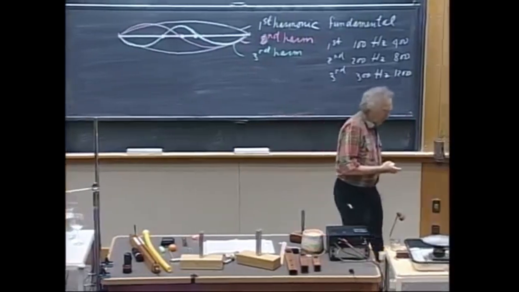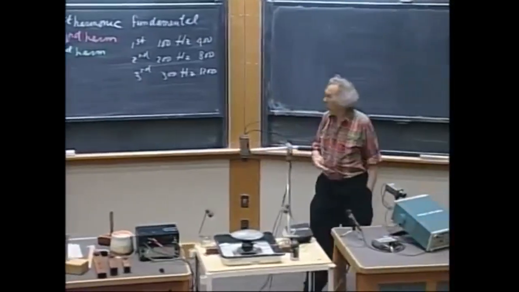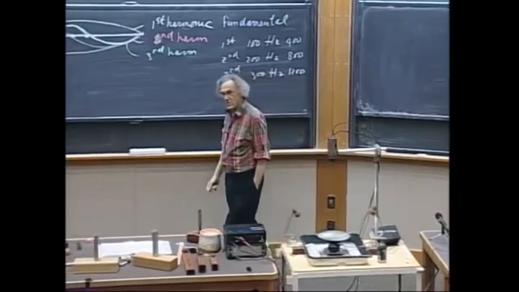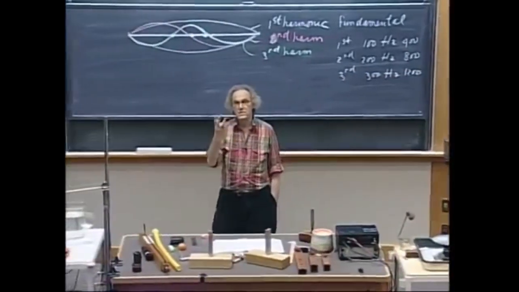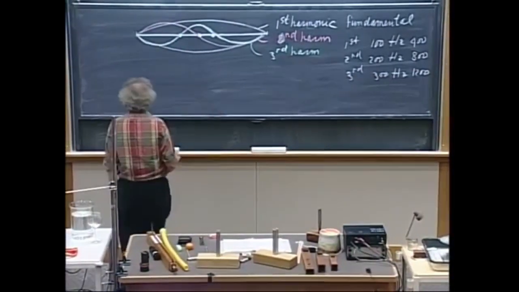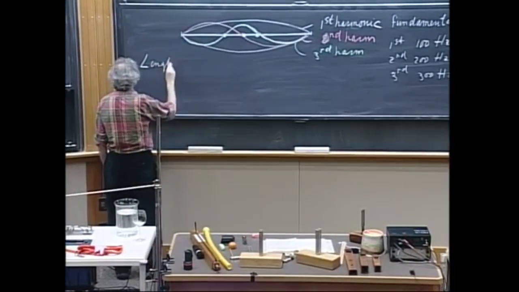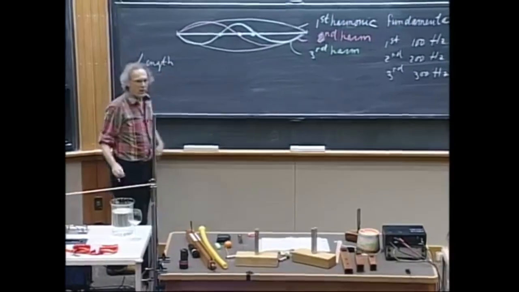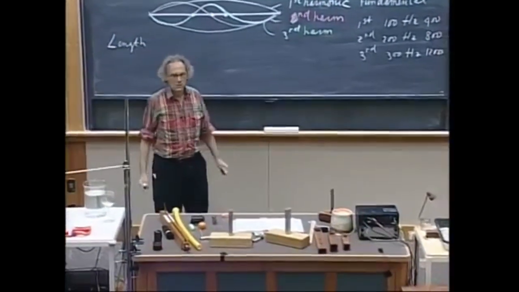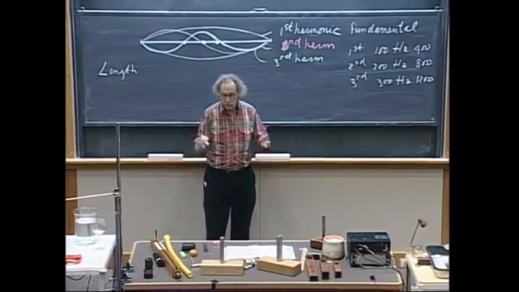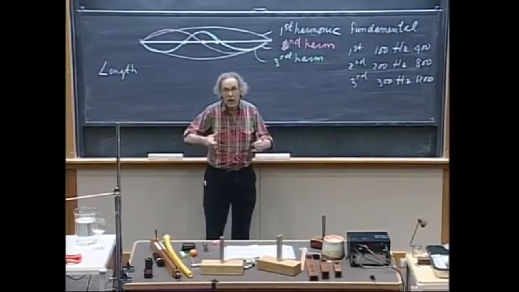Why is it that certain strings have a lower fundamental than other strings? Well, that depends on three things. The first thing that is very important is the length of the string. If you make the string longer, then the first harmonic has a lower frequency than for a shorter string. The shorter the string, the higher the frequency.